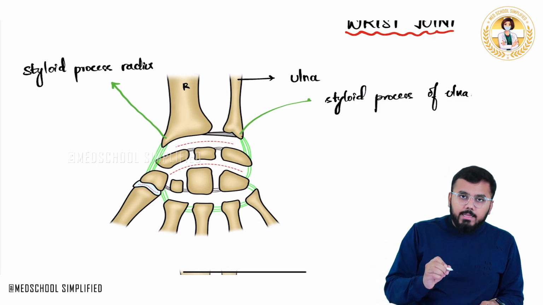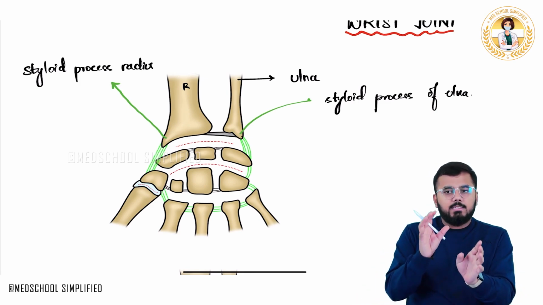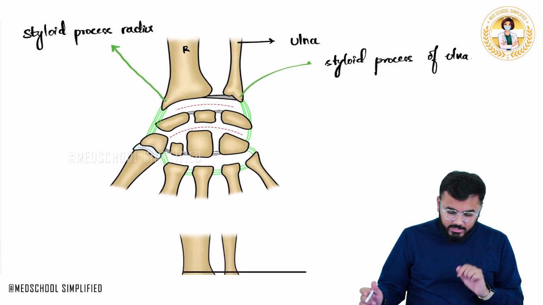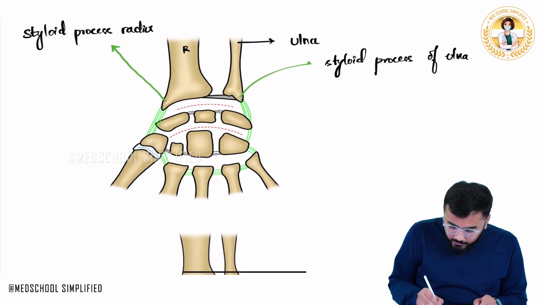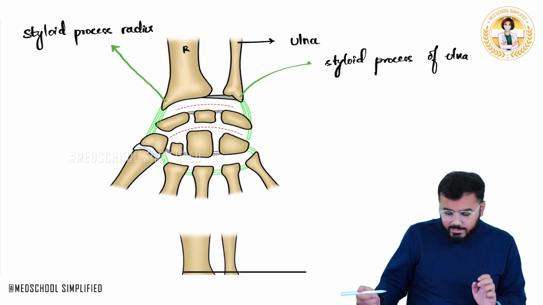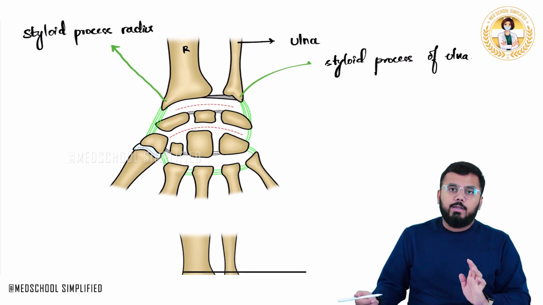Now, if there is a joint between the radius and the ulna, you call it a radio-ulnar joint. As you can see very clearly, we have a joint between radius and ulna like this. Look at this joint here, all of you can see. This is called a radio-ulnar joint.